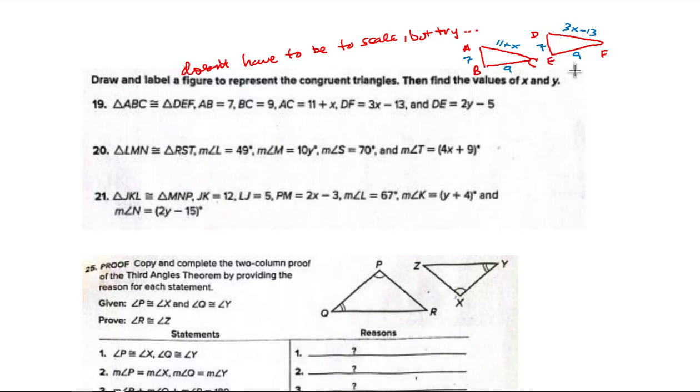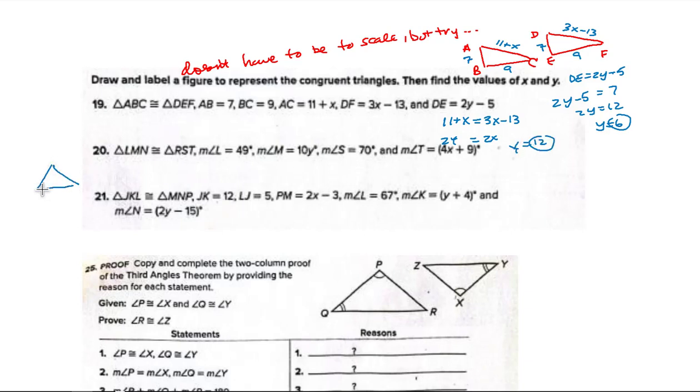We have 11 plus x is equal to 3x minus 13, so we could set those equal to each other to find x. And then they tell us that DE is 2y minus 5, but that's also equal to 7, so we can find out that y is equal to 6. And then x, when we solve the other equation, comes out being equal to 12.